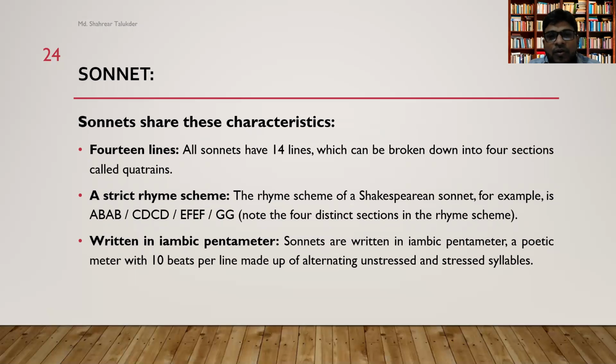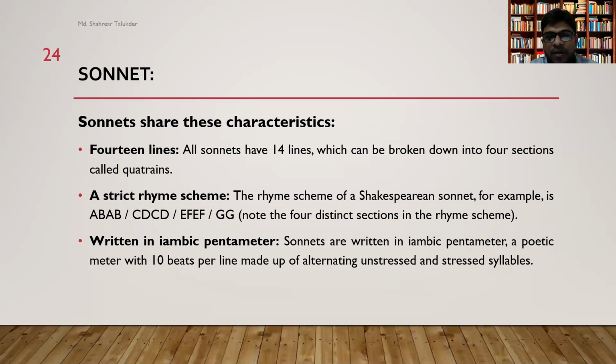Okay, now sonnets share these characteristics. So these are the characteristics. You can see it very clearly. 14 lines. Okay, and it can be broken down into 4 sections called quatrains. So there will be quatrains, 4 lines. Okay, then a strict rhyme scheme will be there. The rhyme scheme of the Shakespearean sonnet, for example, is A B A B, C D C D, E F E F, G G.